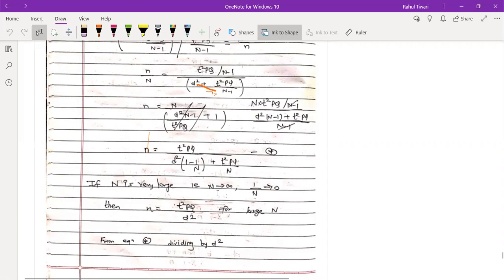Sir, what to write in topic? Topic: confidence interval.